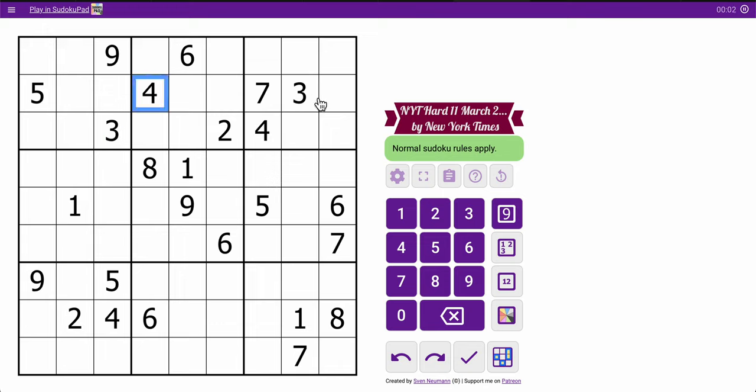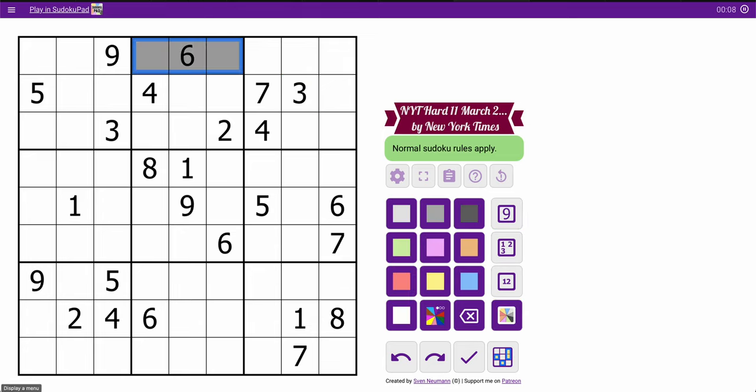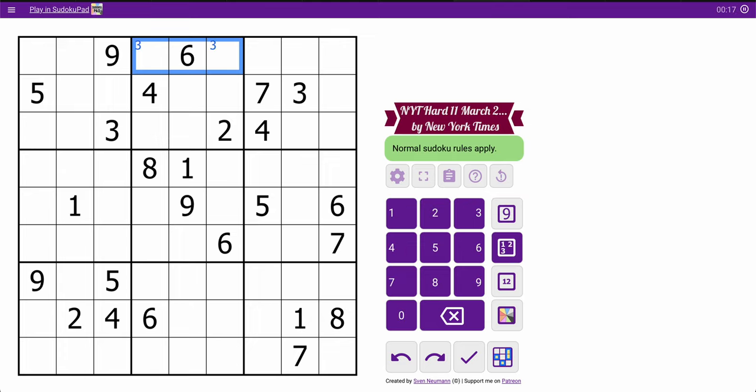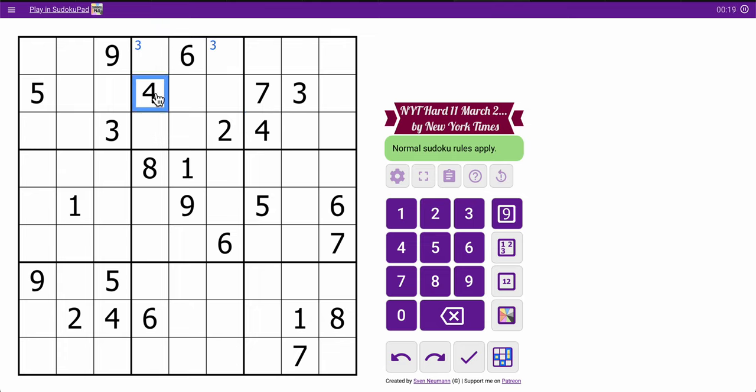So I've got a 3 and a 4 in rows 2 and 3, so I can put a 3 in one of these two, and for some reason I accidentally hit the highlight. I did not want to do that. I put a 3 in one of these two, I can put a 4 in one of these two. And I think those are the only repeat digits I get.